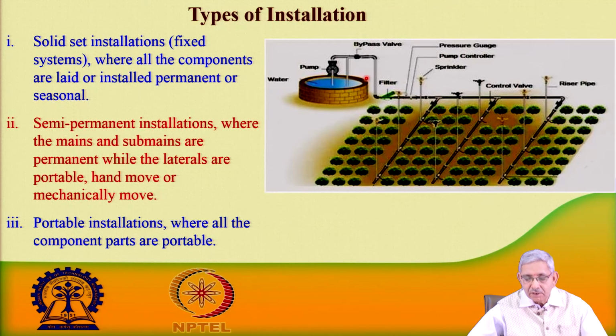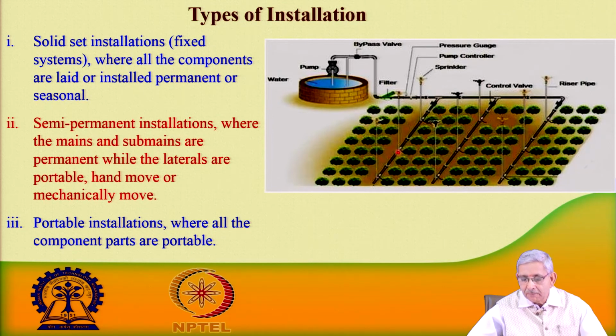Then, depending on the quality of water, in this particular case it is well water. So, from the sprinkler point of view, normally a filter will not be needed, but if it is river water or some other source, a filter, maybe a gravity filter or a settling basin, may be required at that point. And then there is a main pipeline.